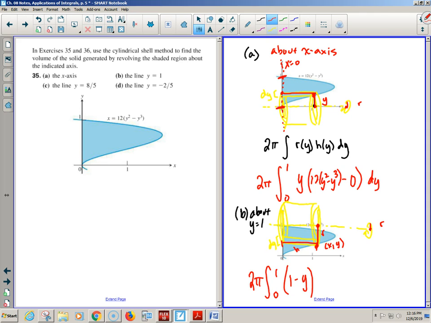And what's my other guy going to be? Well, ironically, nothing has changed. It's still my curve, my x equals curve minus my x equals 0. So 12 times y squared minus y cubed. Now remember, we're doing this to try to help you visualize. This is the exact same curve, just being spun different ways. So what if we were to do letter C?